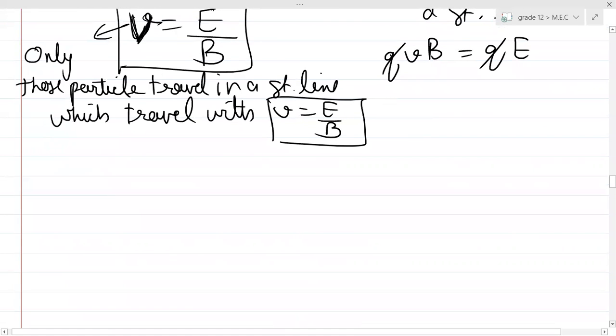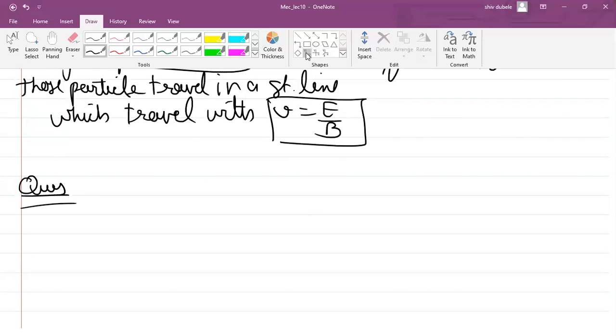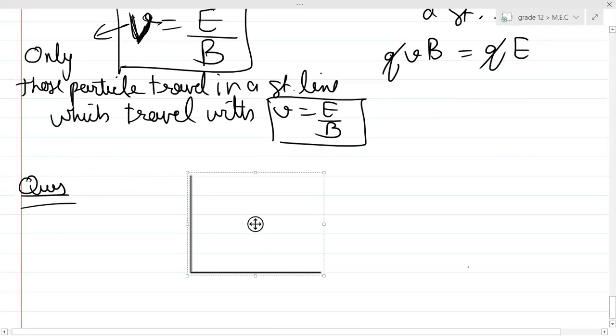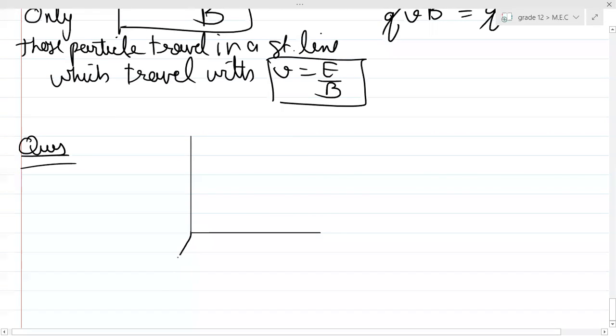See, I told you that if you can just find out the magnetic moment of any coil, then it will be easy for you to find out the torque and all, right? Yes or no? Acha, I'm giving you this question, a very important type. This is X, this is Y, and let's say this is Z. There is a loop.